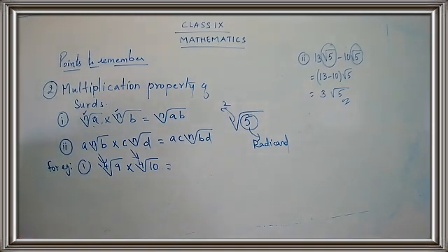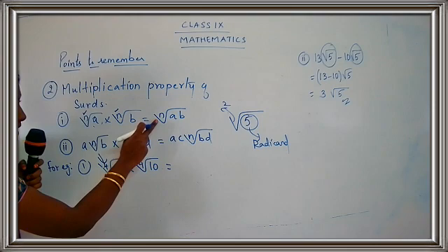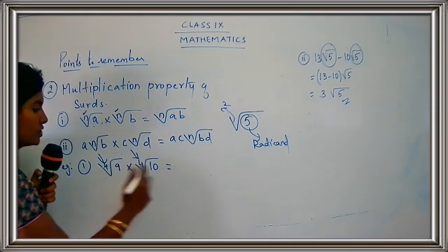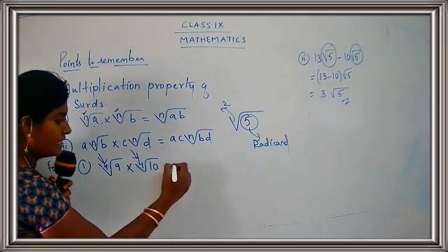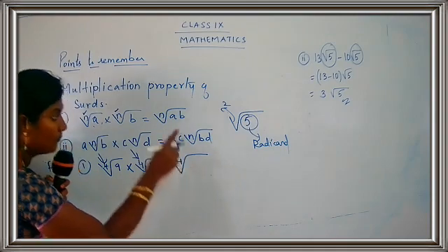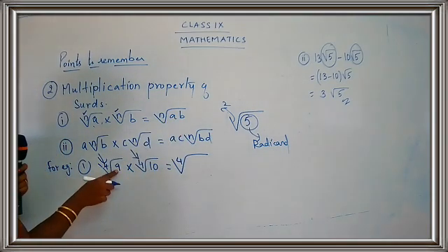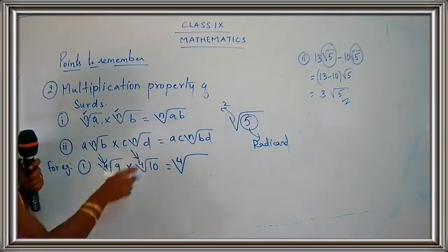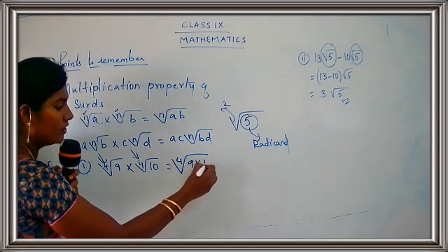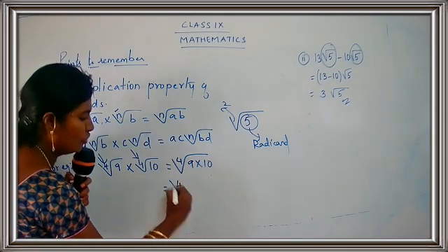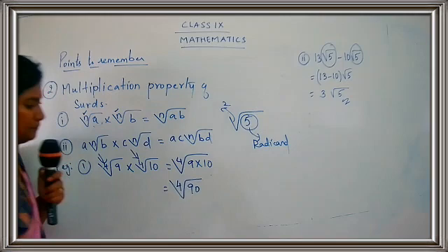Let's go for the multiplication part, children. So what do you get here? Nth root of AB. What is the root here? 4. You get nth root, that means 4th root, of A into B. What is A? 9. What is B? 10. So 9 into 10. So the answer is 4th root of 90.